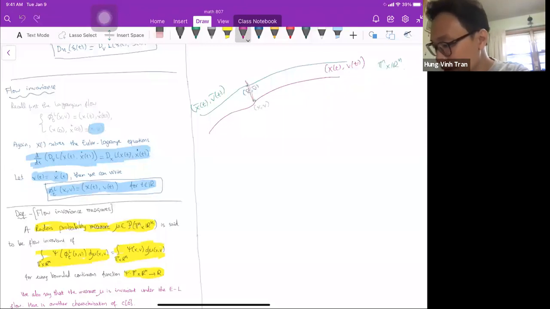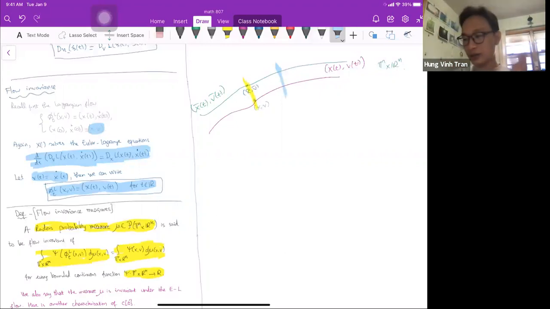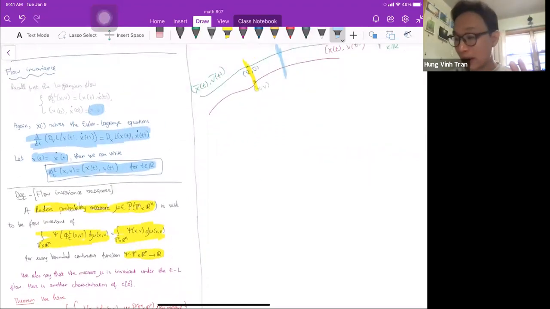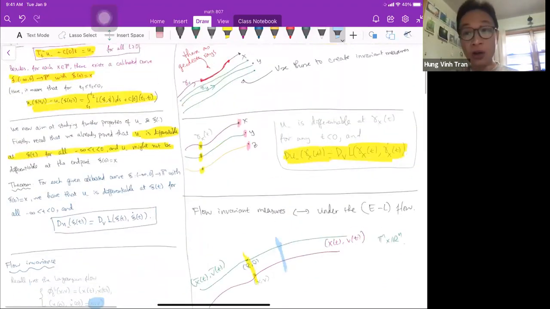You can imagine simply that you start originally with those points x, v and x bar, v bar. After some time t, you end up with new positions x bar t, v bar t and x t, v t. It is invariant under the Euler-Lagrange flow, meaning that if you push forward or pull back at any time, then the integral of C acting on d mu is the same. So that's invariant measures. This is quite convenient for us because we care about what is being carried along the geodesics, or along the flow. That's why the notion of invariance is important.